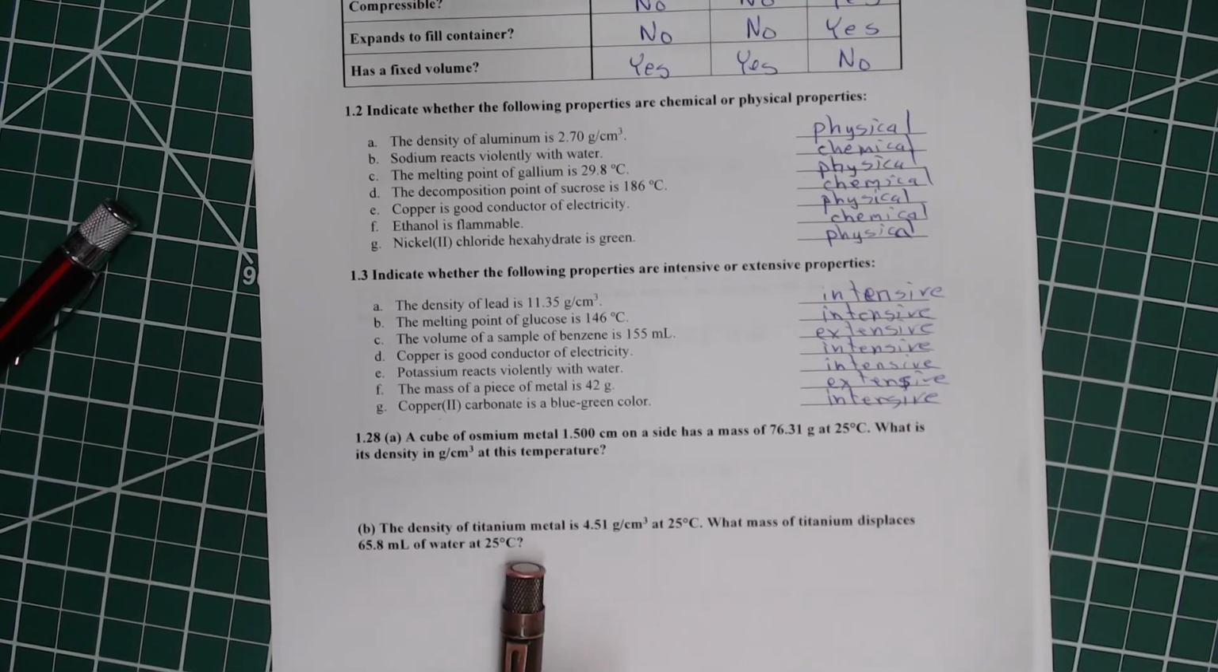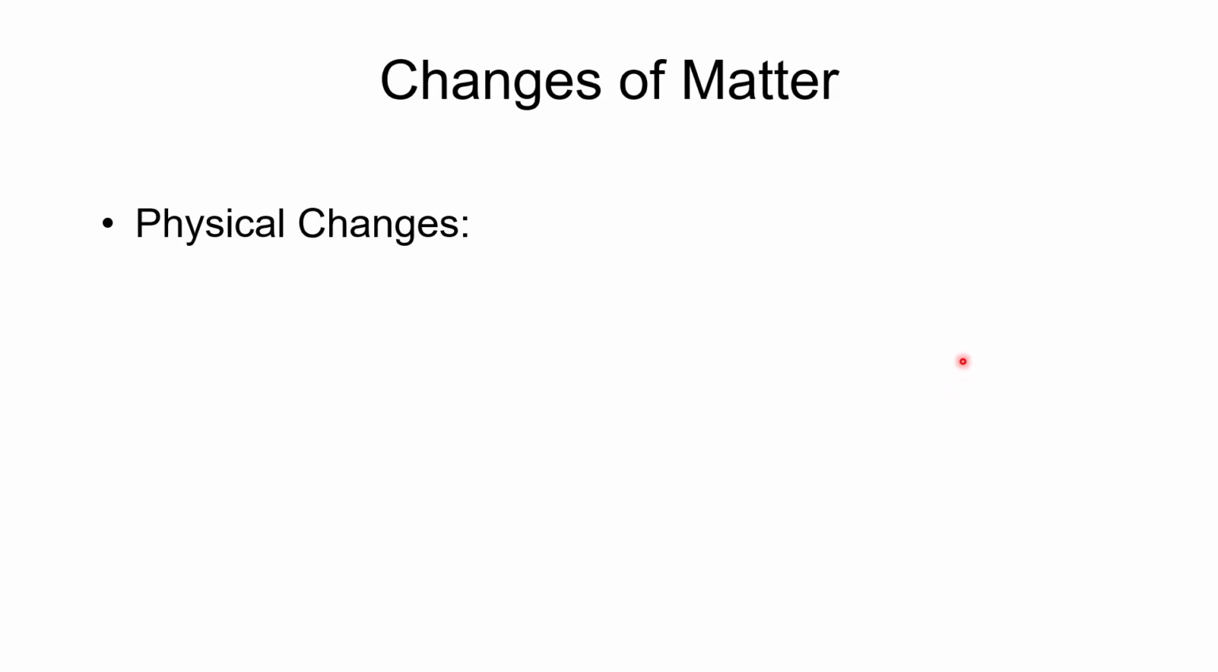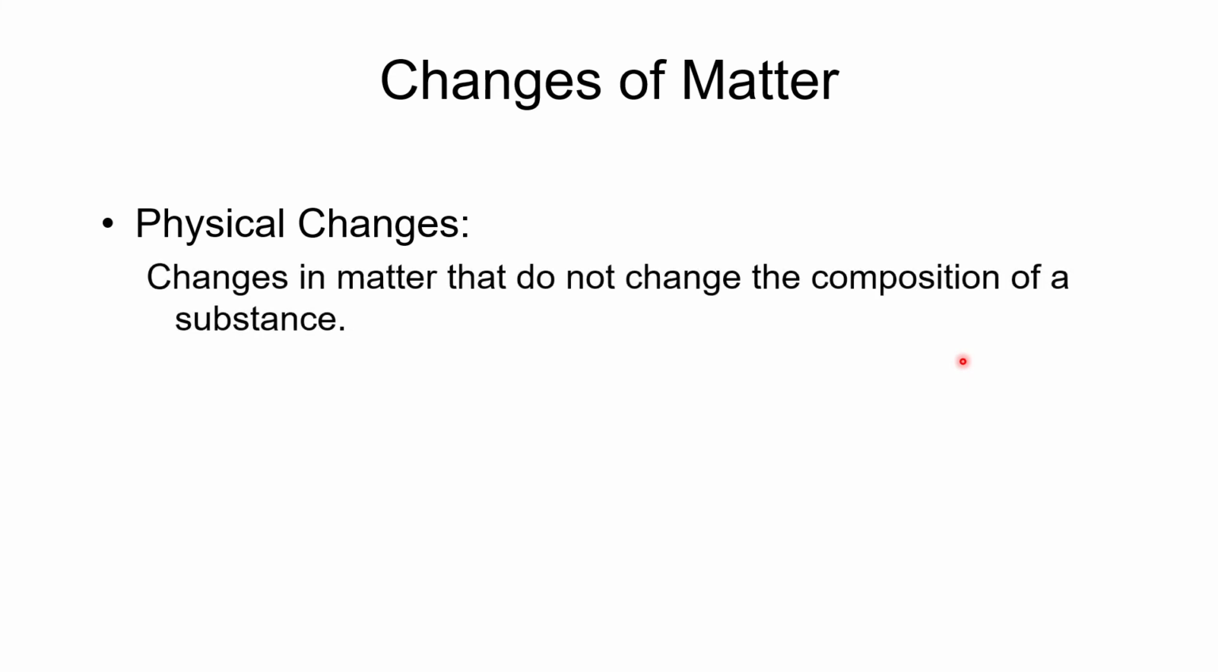So, all right. We want to go back to the presentation, and we want to look at changes of matter. So we've got physical changes, and physical changes are simply where matter changes, but it doesn't change into another substance. For example, melting is a physical change. Melting point is a physical property, but melting itself is a physical change.